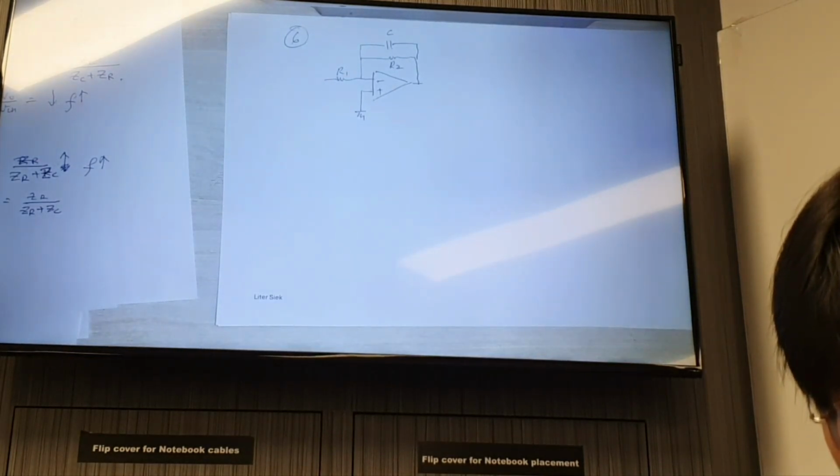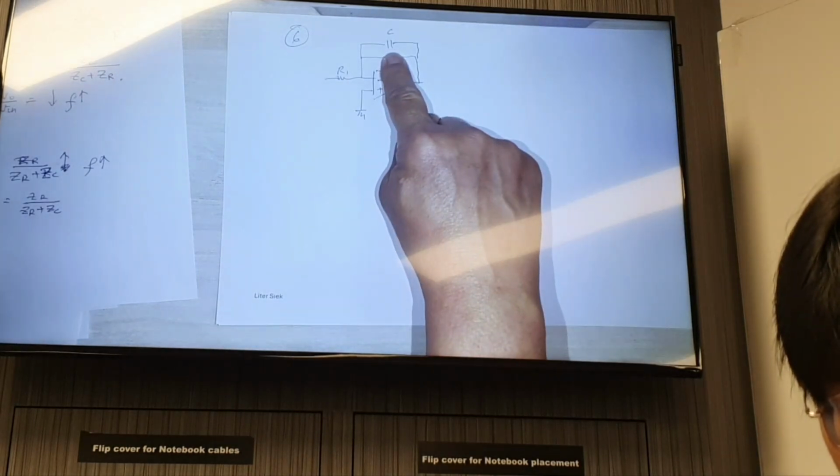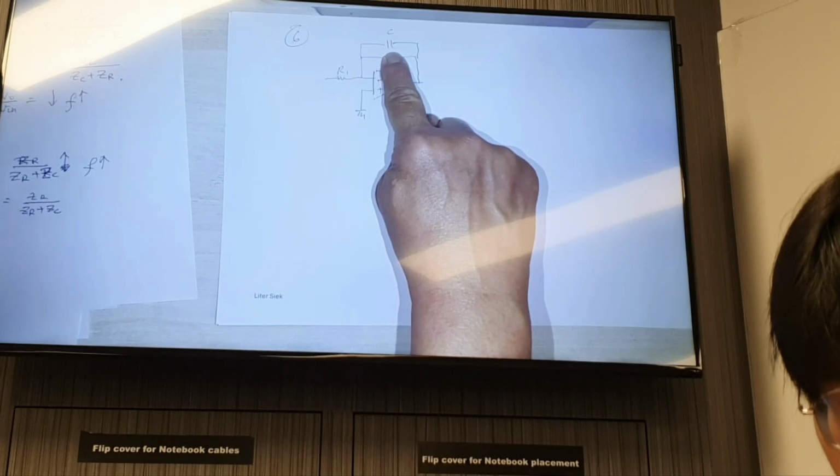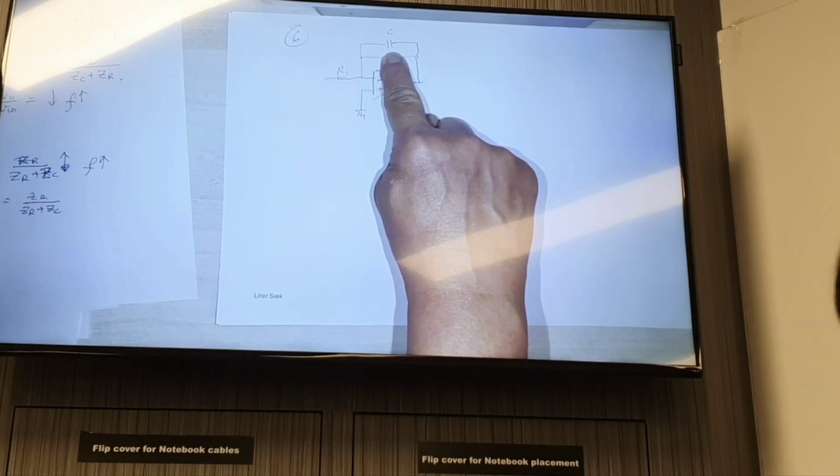What is this? Is it a low pass, high pass, no pass, all pass, or what pass? Okay, so this is a gain. Okay, low pass. Without the resistor you can see it is a low pass. Why is it a low pass?